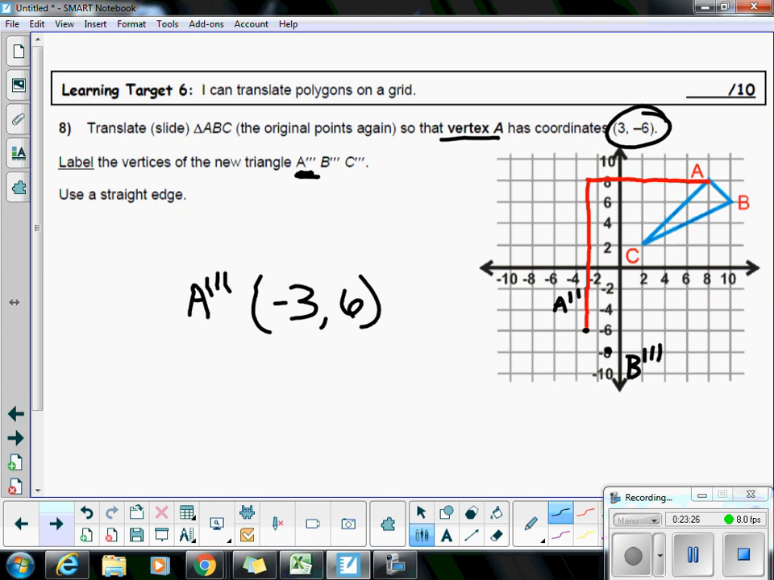And last but not least, C. So we go left 5.5 boxes and down 7. So here we go. And we end up, sorry, this one is actually not even on the graph. I didn't make the graph big enough. So then I go back and I connect my points. So I had to estimate for C triple prime, but that's okay. On the test, it'll be on the graph, so don't worry.